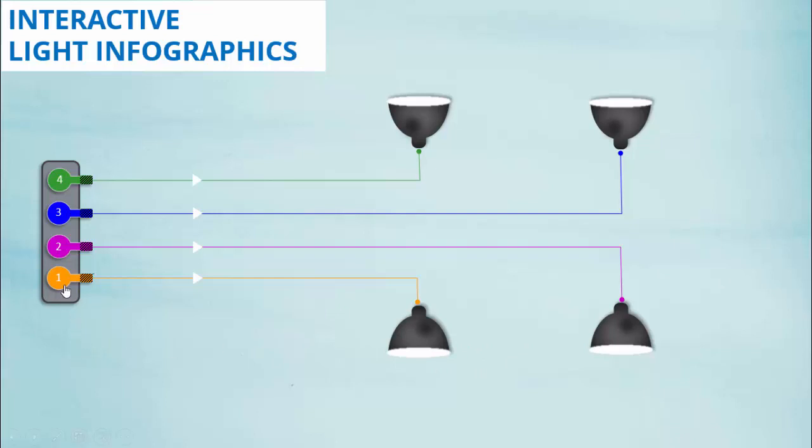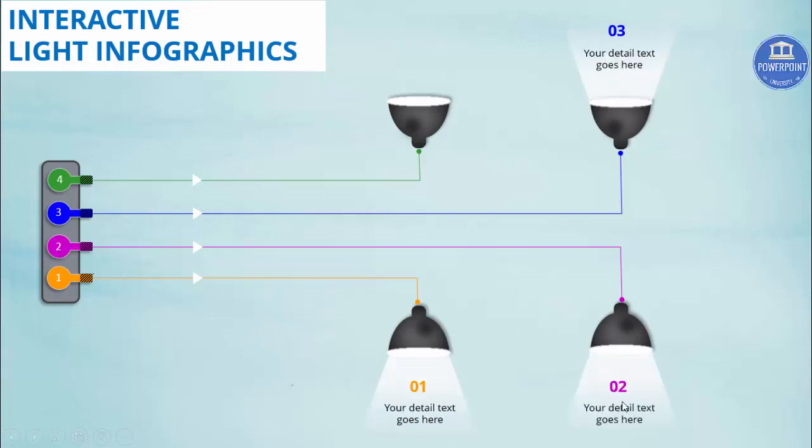When I click, you can see here the first light comes. For example, if I click on third, the third light comes. If I click on second, the second light comes, and if I click on fourth, the fourth light comes. So it's an interactive slide. Let's see how to do this in PowerPoint.